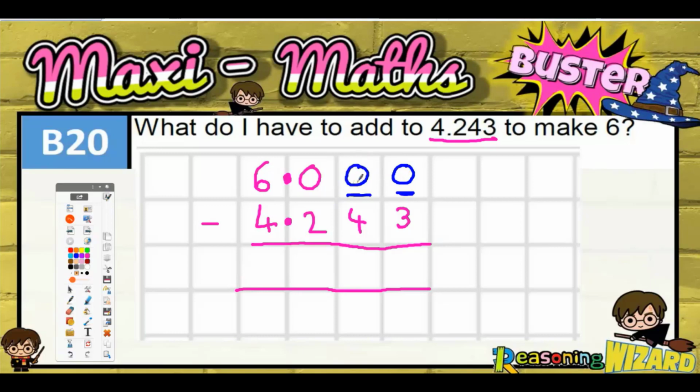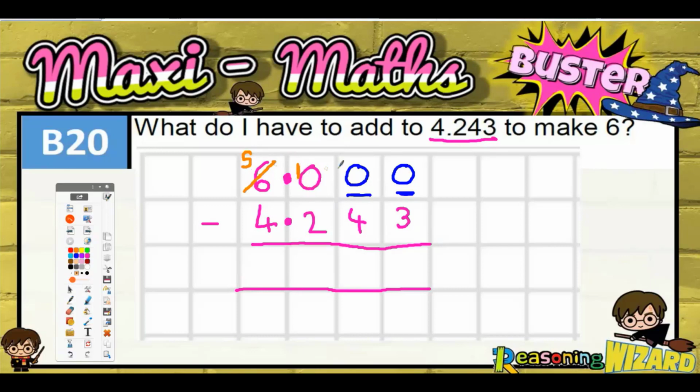Now you can't borrow from 0 because there's nothing there to borrow from. So you go next door again. You can't borrow from this 0 because there's nothing there to borrow from. So you go next door again. If you're trying to borrow from 0 and you can't do it, you just go to the next column along, and you keep going to the next column until there is something to borrow from. Now we can borrow from a 6. So we're borrowing 1 and that becomes a 5. And the one we borrowed, we can carry across to make the next 0 into 10.